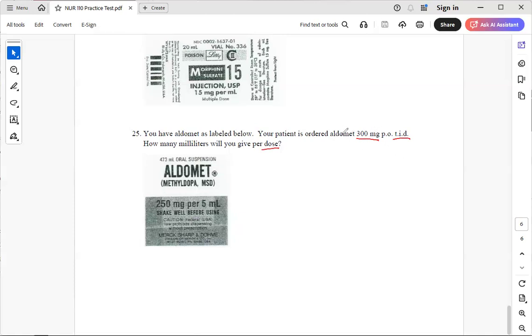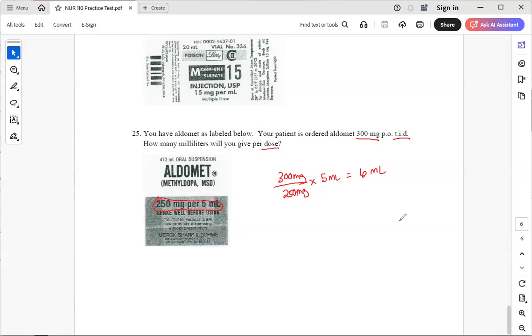I just need to worry about converting the 300 milligrams to milliliters while using the available, which is 250 mg per 5 mL. So I'm just going to take my 300 milligrams over my 250 milligrams times my 5 mL. So 300 times 5 is 1500, divided by 250. And I get 6 milliliters.